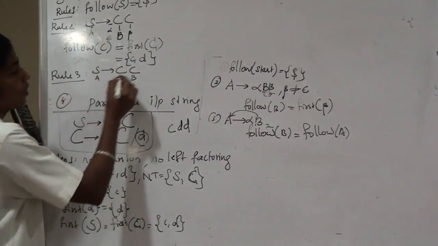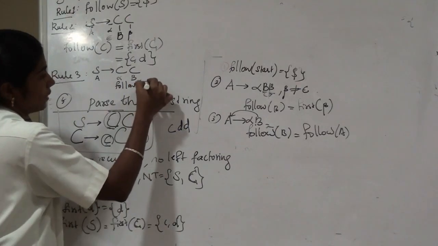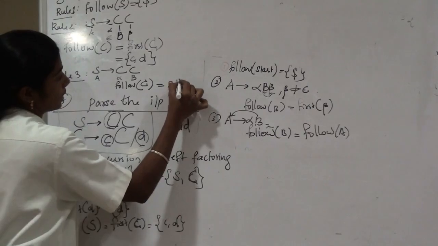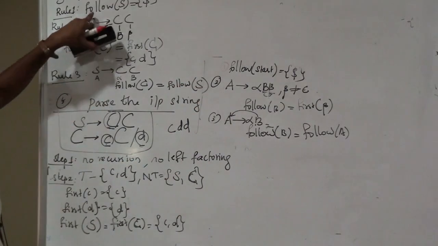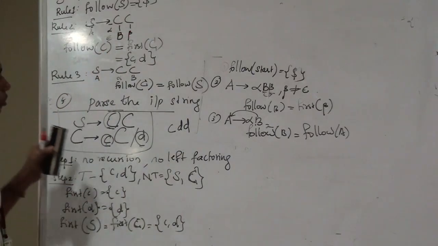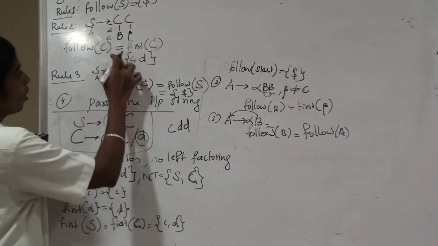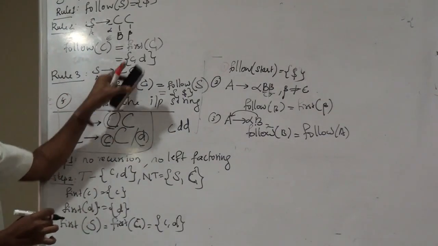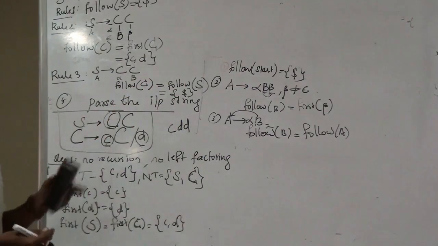So follow of capital C is equal to follow of S. So who is follow of S? Follow of S is already found as dollar. So in follow of C you have to include dollar. Already in follow of C you are having C D. Here, along with the C D, one more terminal is added. Follow of C is C, D, dollar, right?